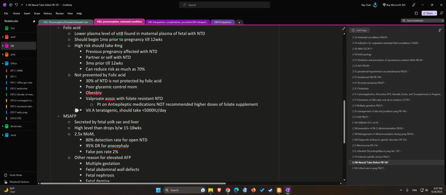Vitamin A. Vitamin A is teratogenic. Should take less than 5,000 international units a day.